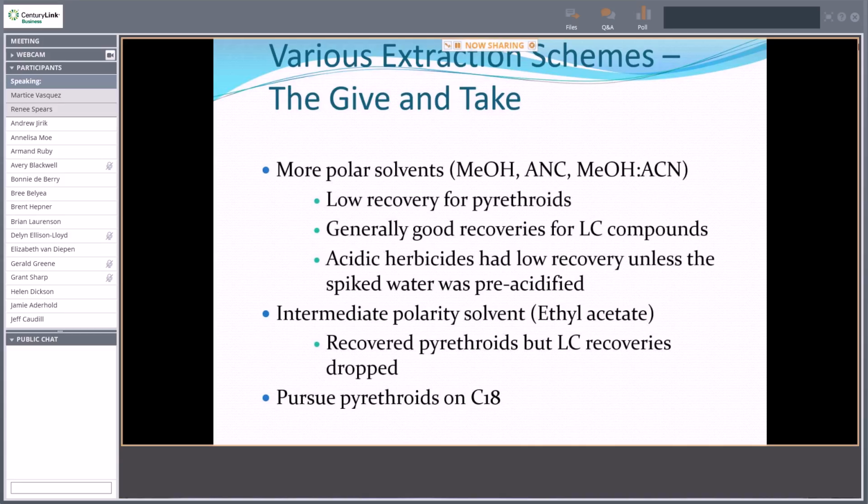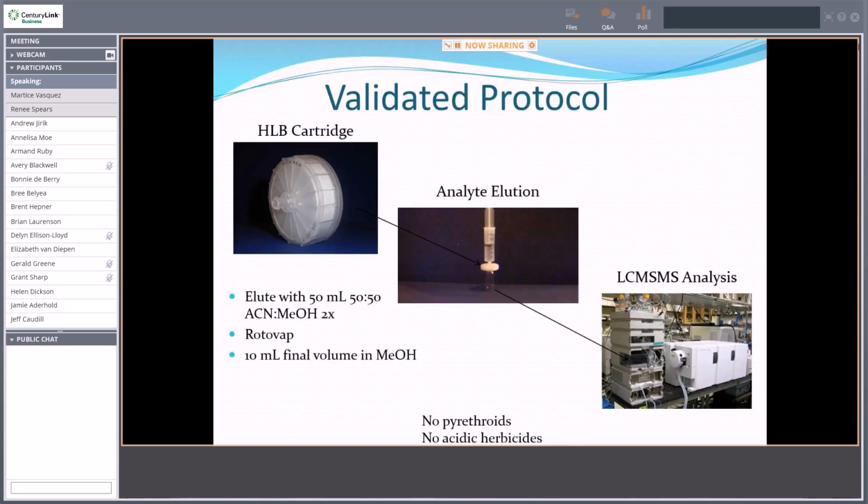We decided at a certain point to stop trying to get the pyrethroids off of that HLB disc, and we thought that using a different phase, such as C18, a more nonpolar disc, might be better to pursue the pyrethroids on. So we decided to forego trying to get the pyrethroids and all those LC compounds off the HLB disc, and just move forward with the HLB validation and try for the pyrethroids a little bit later.